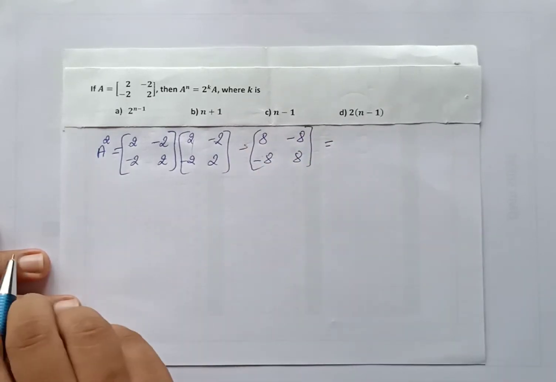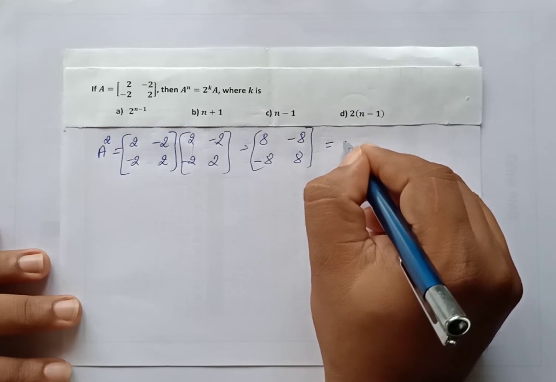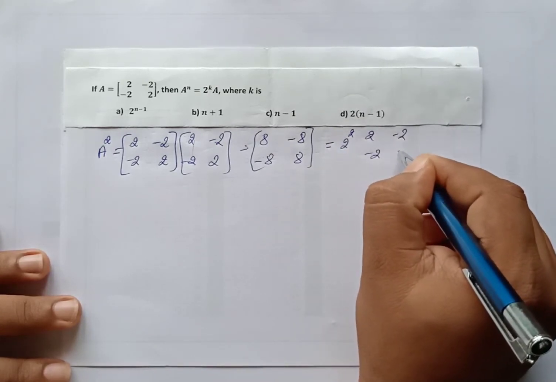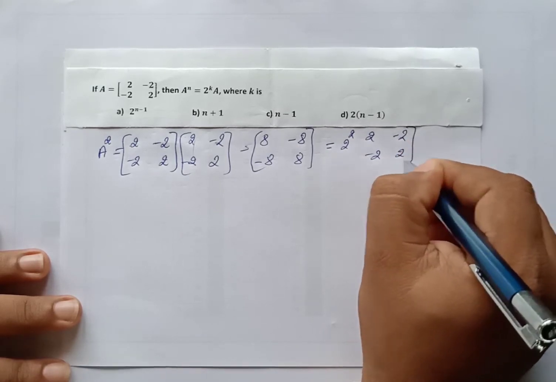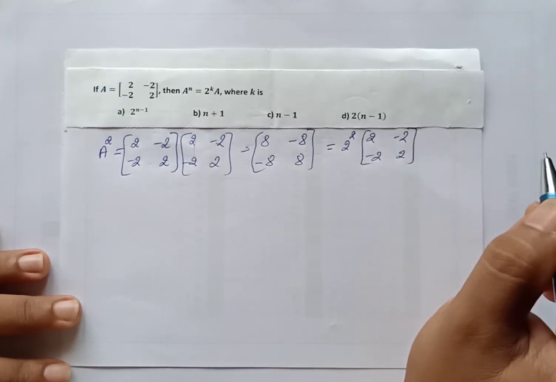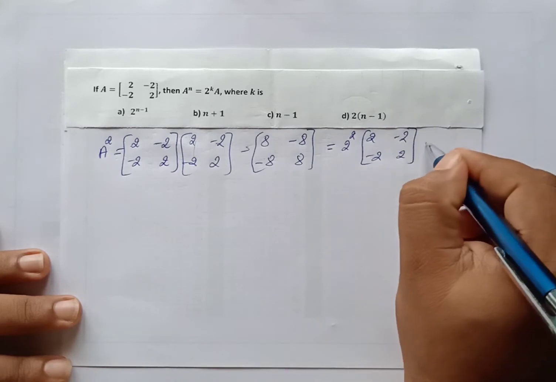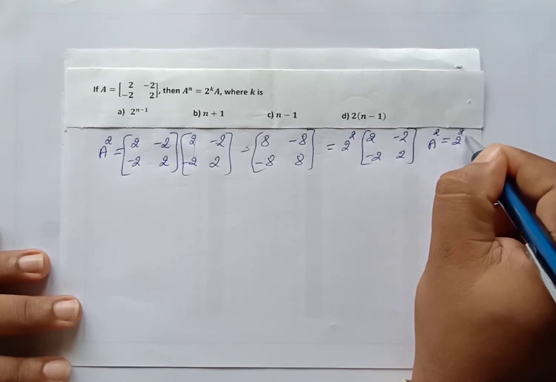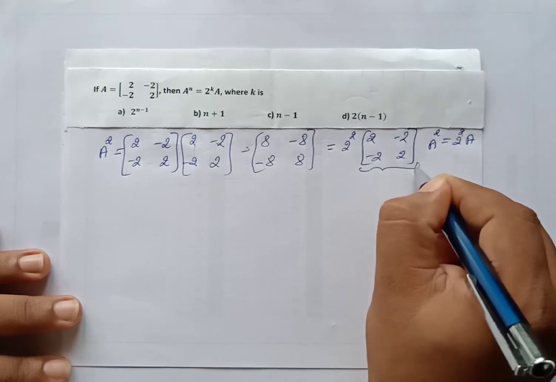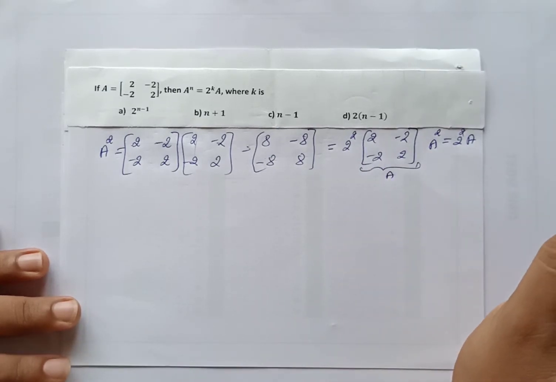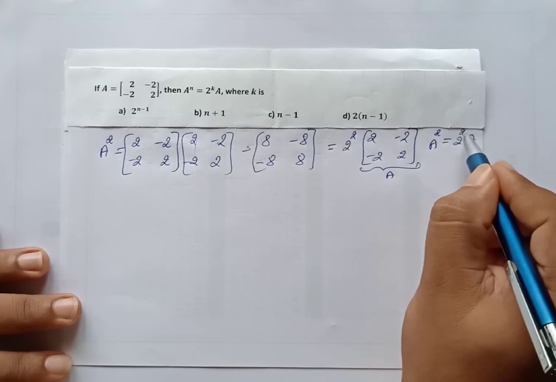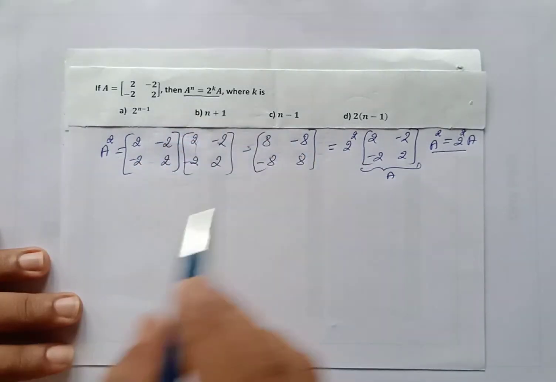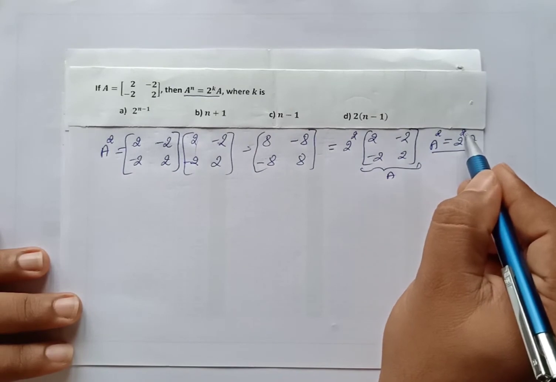Now this one we can write as 2 to the power 2 into 2 minus 2 minus 2 2. We can take 4 outside. Just observe, with this we can write A square equal to 2 to the power 2 into A. This is nothing but matrix A. That means if you compare this with what is given, the value of n and the value of k are the same, that is 2, 2.